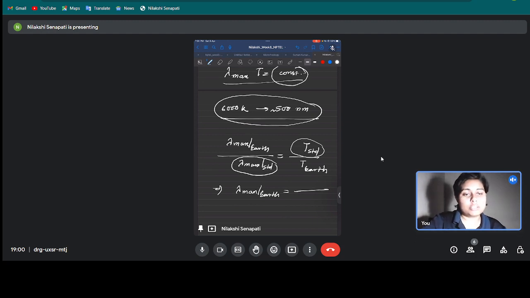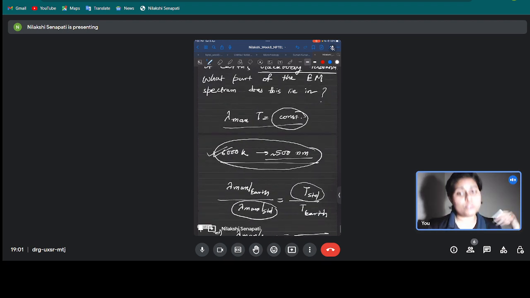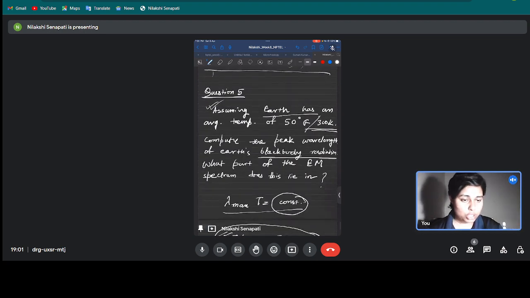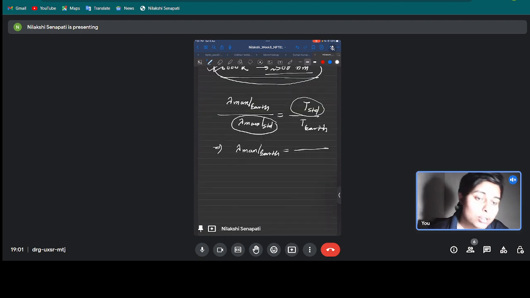I haven't given you this information regarding the 6,000 Kelvin and 500 nanometer, and this was also in this question. Mostly this kind of information will also be given in the question, but just to give you a feel: if you don't have it, then you need to remember some standard values. For that reason, I have not given this information in the question. But remember, you will mostly get this kind of information in questions also. So if you have that kind of situation, then you can directly take the standard values and calculate.